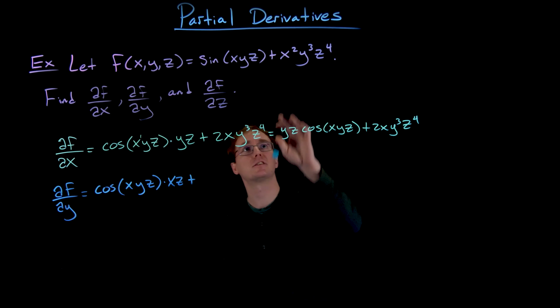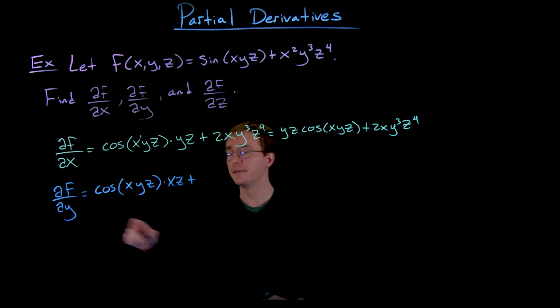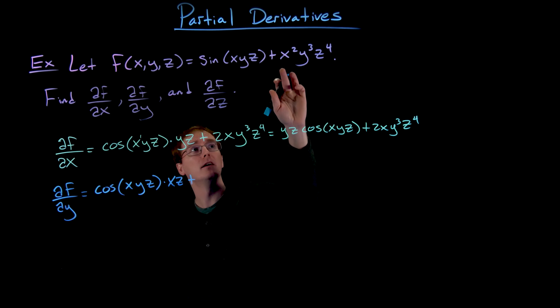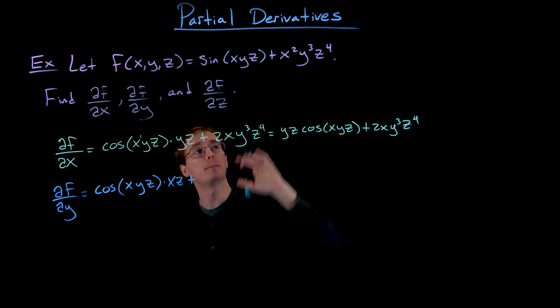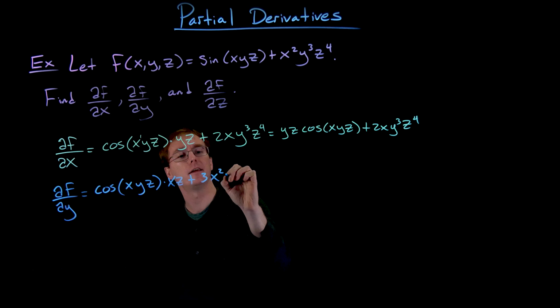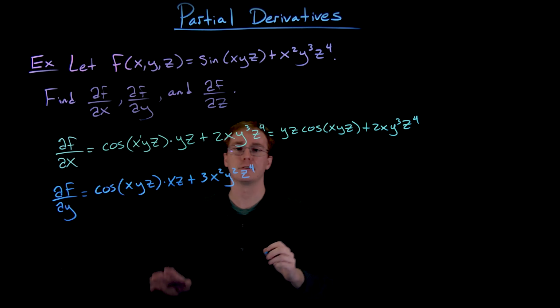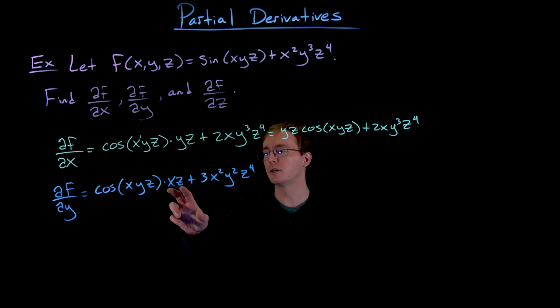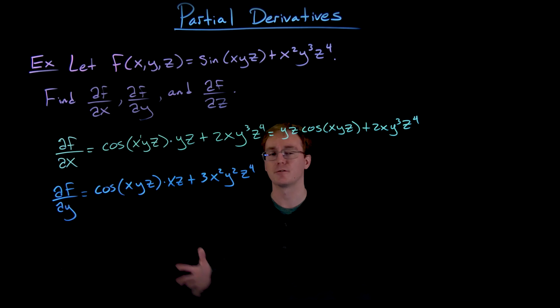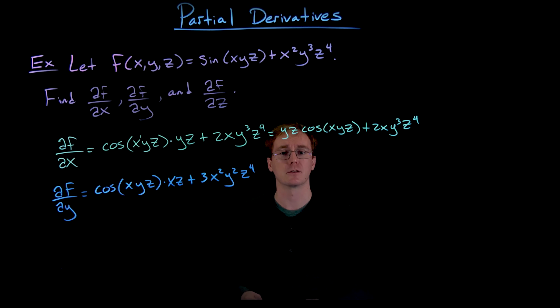We still have to add to this the derivative of that second term, x squared y cubed times z to the fourth. Now we are differentiating with respect to y, so the x squared and the z to the fourth are going to remain the same, and the derivative of that y piece will give us a 3y squared. So we can write this as 3x squared times y squared times z to the fourth. And again, if we wanted to, although I'm not going to write it down, we could bring that factor of x times z in front of our cosine function like we did for the first partial derivative, but that really just makes it look nicer. Doesn't actually change the expression at all.